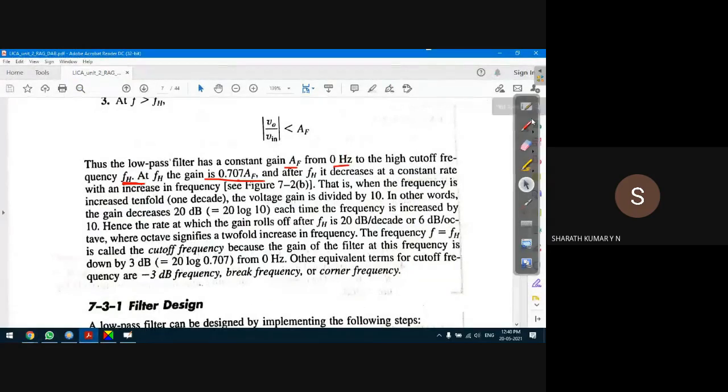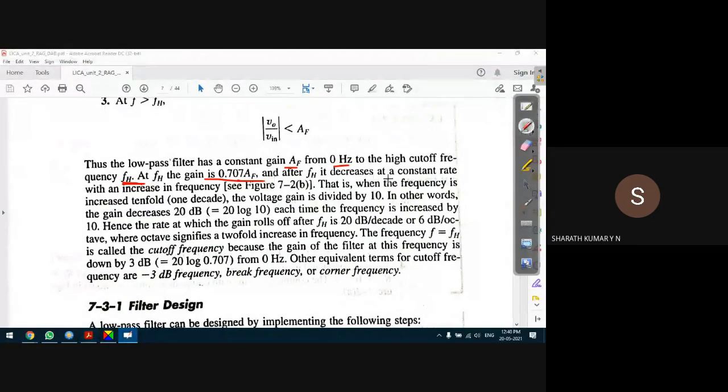So at fh, from the fh point onwards, the gain starts reducing. When the frequency is increased tenfold, that is 1 decade, we call it minus 20 dB per decade. That is a 10 times rise in the frequency. The voltage gain is divided by 10. So in terms of dB, the voltage gain reduces by 20 log 10, or 20 dB, each time the frequency is increased by 10.